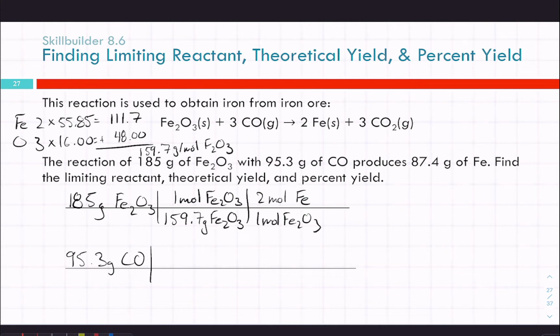Let's do 185 times 2 divided by 159.7. So we'll get 2.31 moles of iron.